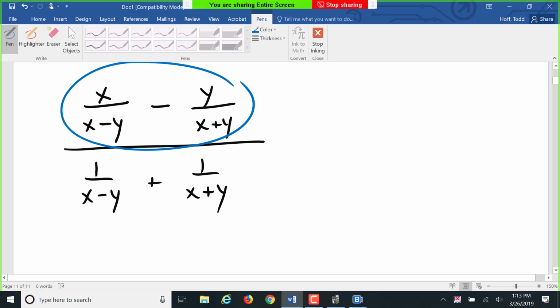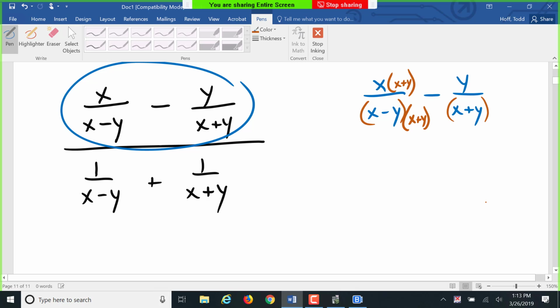Let's start with the numerator. x over x minus y minus y over x plus y. Our common denominator here is going to be just those two denominators multiplied together. So my first fraction is going to have to be multiplied by x plus y. So x times x plus y is x squared plus xy over the x minus y times x plus y.